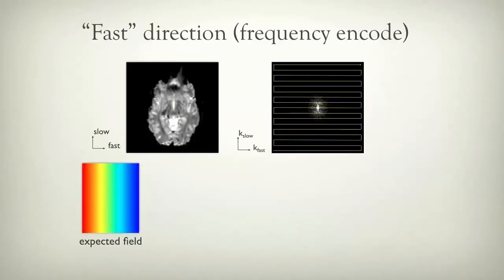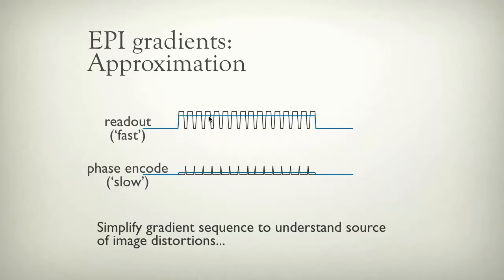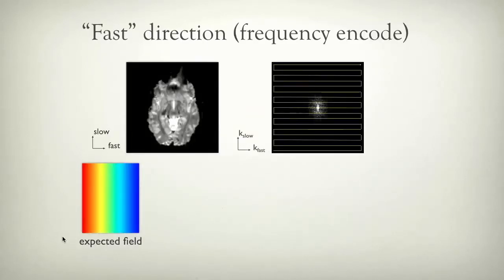So if we look in this fast direction, the direction where we're moving right to left, the gradient that we're using, actually let me go back, this readout gradient along the fast direction is relatively high. This phase encode gradient here is relatively low. So what does that fast gradient look like?